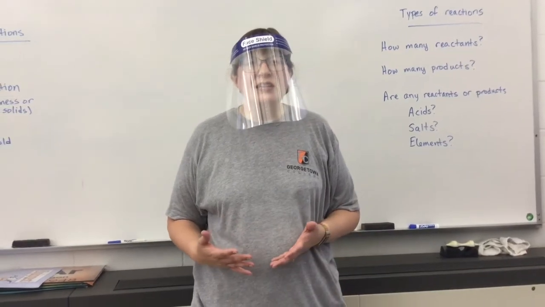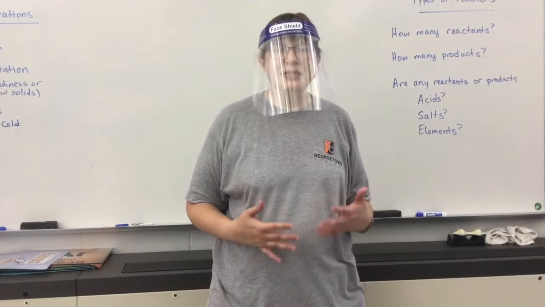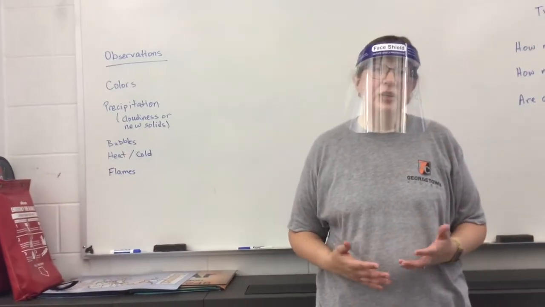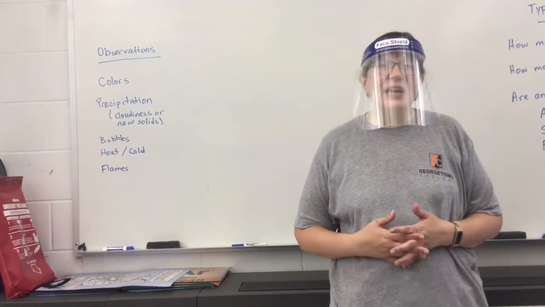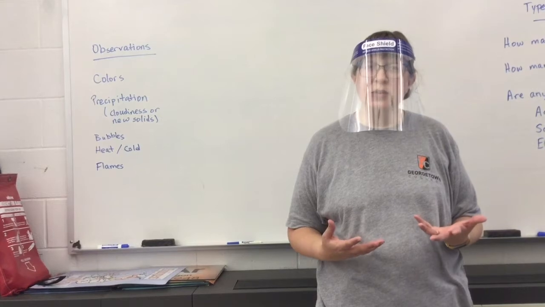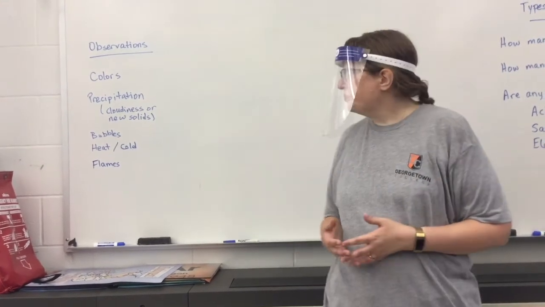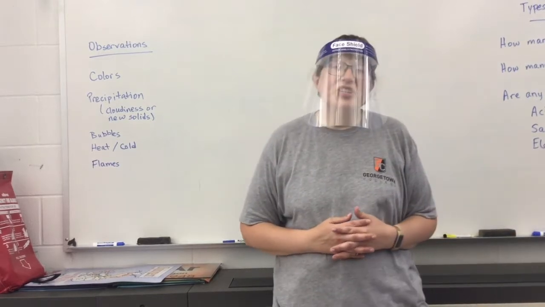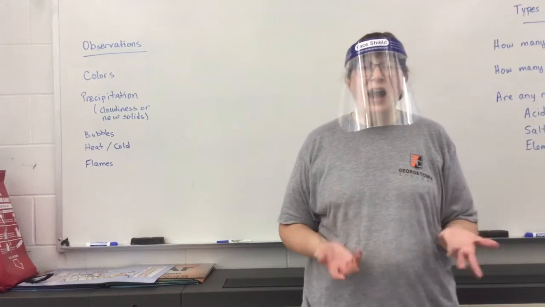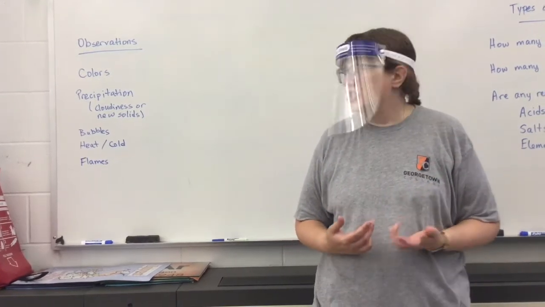We are looking for things that are going to help us identify if there are new compounds or elements being formed. So pay attention to colors and precipitation. Precipitation means that there is a solid being formed, and it may come in the form of just cloudiness within the liquid, or it may be a very obvious solid that is forming. You may also see bubbles, which is an indication of a gas being formed, and you may notice the test tube getting hot or very cold. That's an indication of some kind of an energy change.